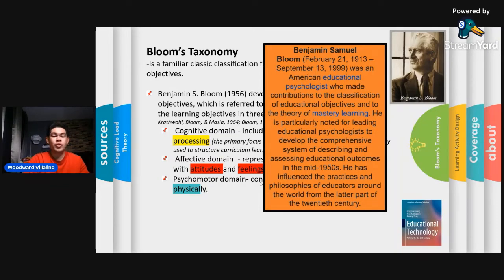He was an American educational psychologist who made contributions to the classification of educational objectives and to the theory of mastery learning. He is particularly noted for leading educational psychologists to develop the comprehensive system of describing and assessing educational outcomes in the mid 1950s. He has influenced the practices and philosophies of educators around the world from the latter part of the 20th century, even now in the 21st century. So that is Benjamin Samuel Bloom.